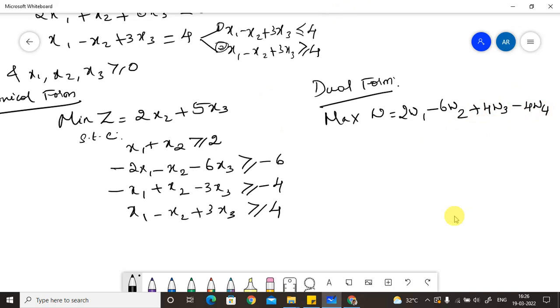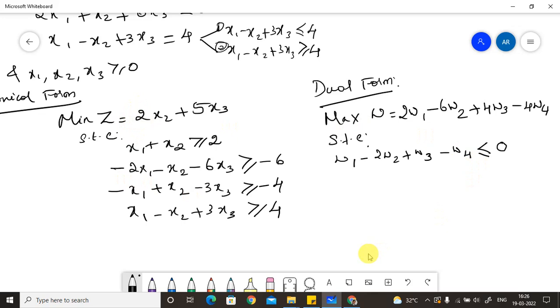And then we are subjected to constraints. First we have to take the first column, then the second column. So let us write that. It is subjected to constraints: w1 minus 2w2 plus w3 minus w4. Since this is maximization, it should always be less than or equal to. We can see that we don't have x1 here, so what we will write? Less than or equal to 0.